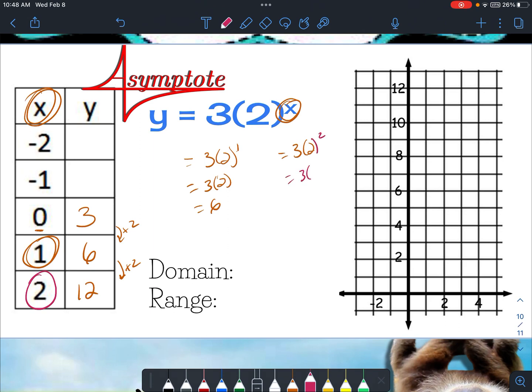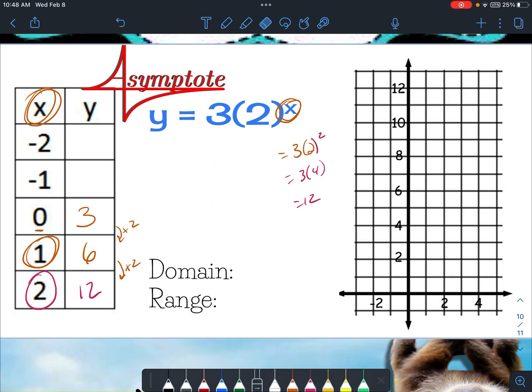And that's going to give us 3 times 4, right? 2 squared is 4, which is going to give us 12, which is what we have down here. All right, so we have 12. And we can work our way backwards by doing the inverse operation. The shortcut is, well, we're multiplying by 2 to work our way down, so we could divide by 2.